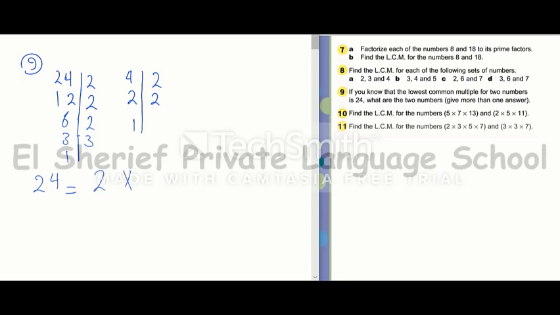So let's take, for example, 24 and 4. Factorize them. 24 is divisible by 2 equals 12, 12 divisible by 2 equals 6, 6 divisible by 2 equals 3, 3 divisible by itself equals 1. 4 divisible by 2 equals 2, 2 divided by 2 equals 1. Then 24 equals 2 times 2 times 2 times 3. 4 equals 2 times 2.